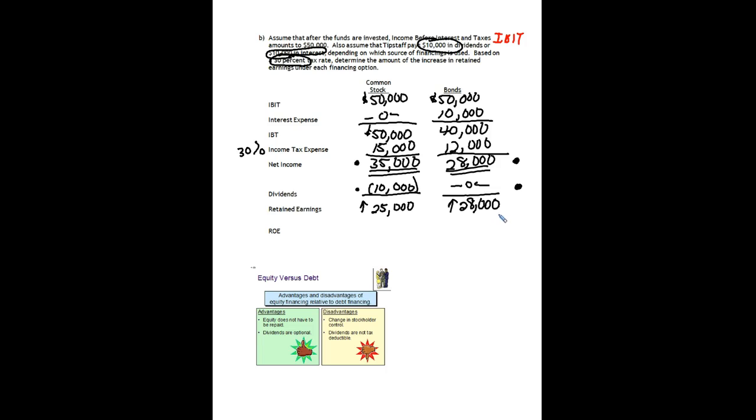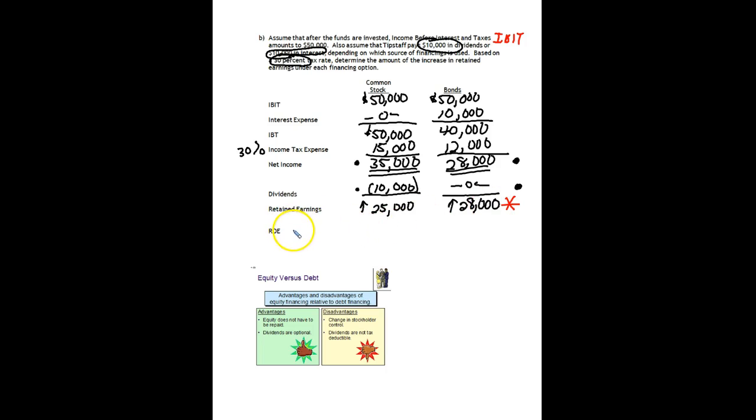And right now you're going to be having an aha moment for the shareholder. If I only look at this from the shareholder's perspective, do I want retained earnings to go up $25,000 or $28,000? Yeah, I prefer this. So my stockholders' equity will go up more if I issue bonds and I take on debt.